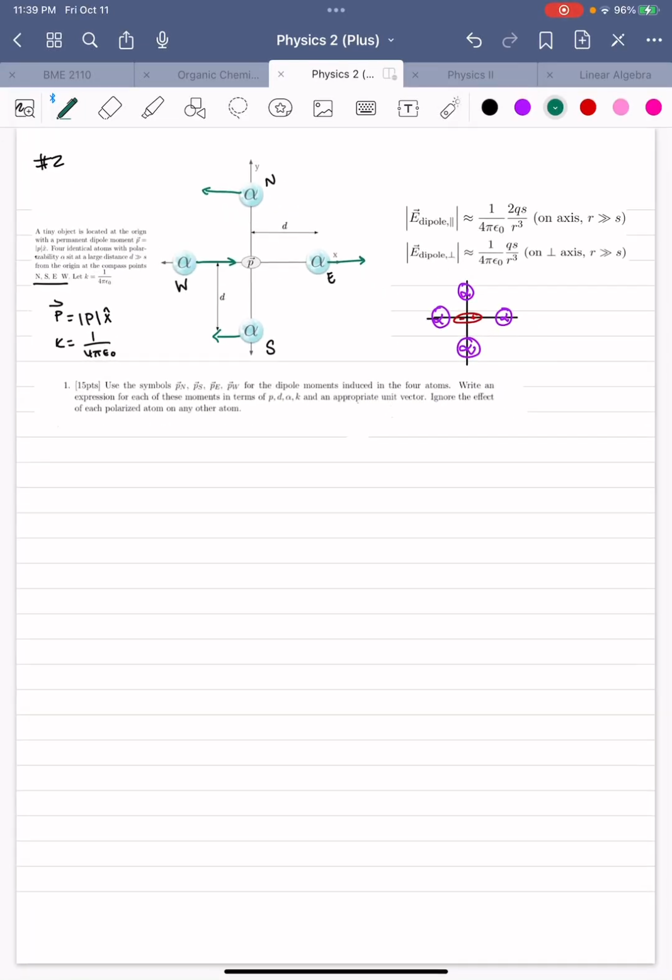Hello, my name is Mikara Hurao, and today I'm going to explain problem number 2 of midterm 1. This was the problem I had the most difficulty with. This is the problem they give us.